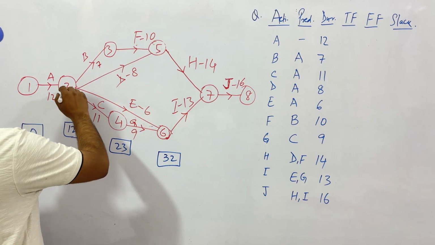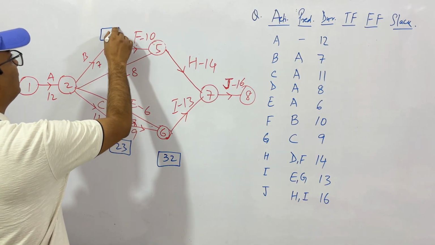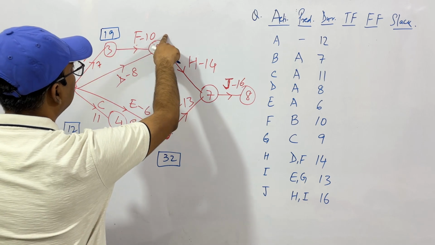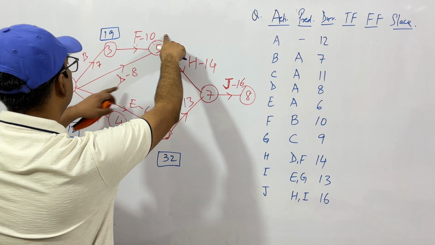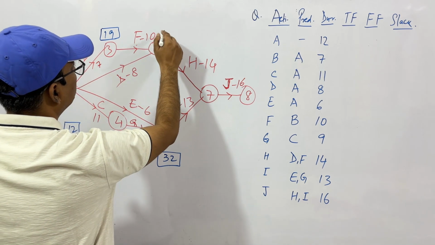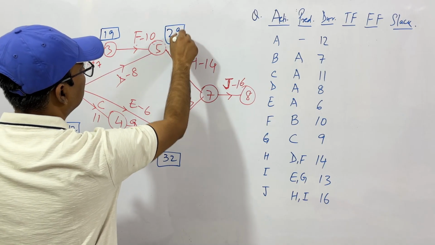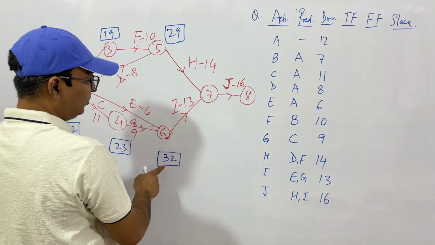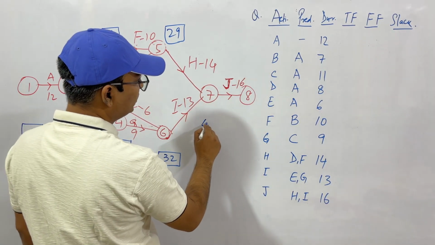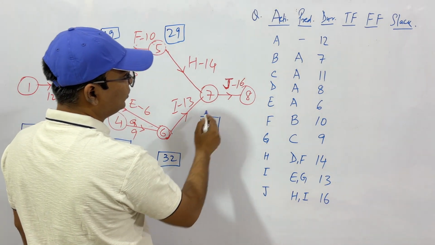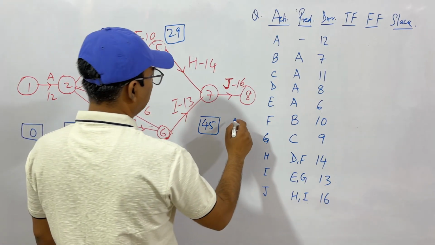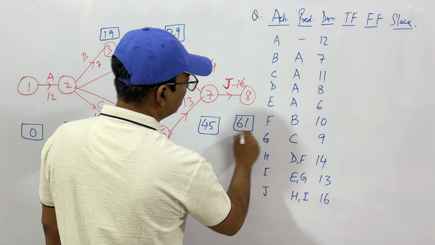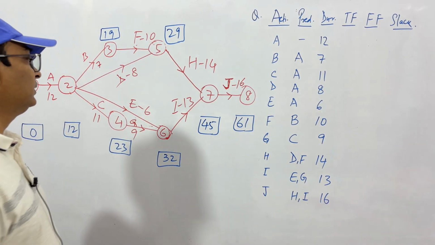Now this is at 12. So 12 and 7, 19. This point, see, 19 and 10, it will be 29. And 12 and 8, it will be 20. So we'll use 29, whichever is greater. Now 29 and 14 is 43. But here 32 and 13 is 45. So we'll use 45. And 45 and 16 will be 61. So your job will be completed in 61 days.